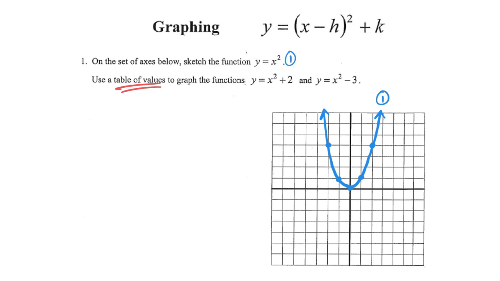Okay, now what I would like you to do is produce two different tables. Over in the space, we're going to create a table for, and I'll label it as equation 2, y equals x squared plus 2, and I would like you to do a table for, let's call it equation 3, y equals x squared minus 3.